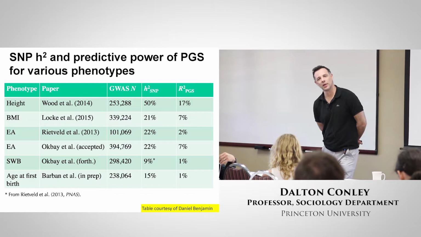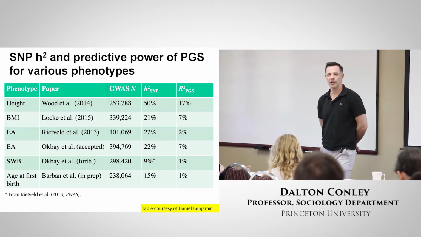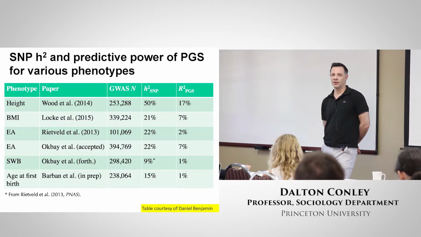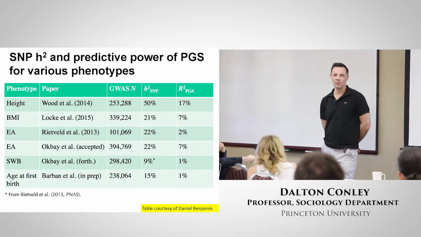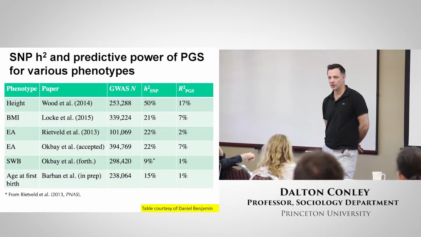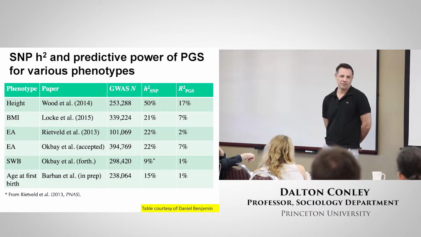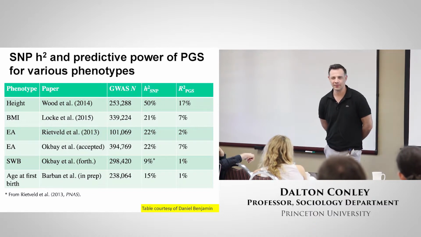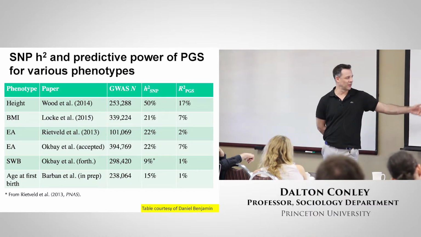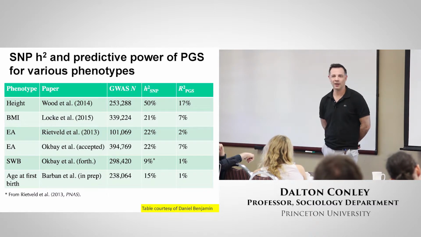Like the twin estimate for educational attainment, just years of schooling, I think is around 40% in the meta-analysis. And then chip-based is about 20 to 25%, right? So that's what we're talking about. Subjective well-being much lower, but other behavioral ones probably higher.